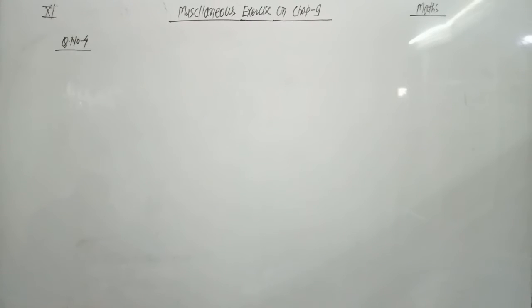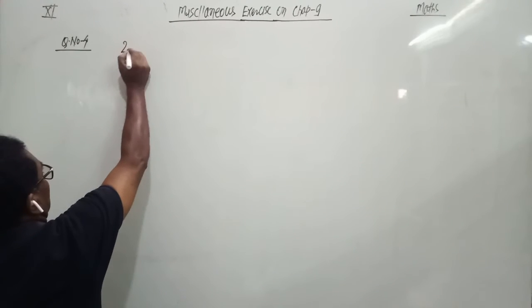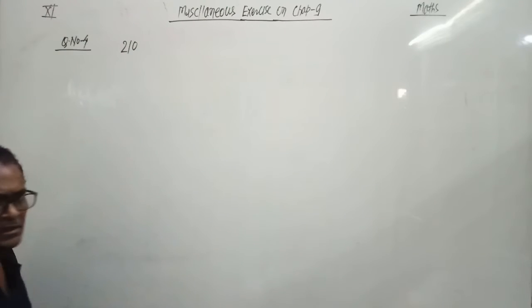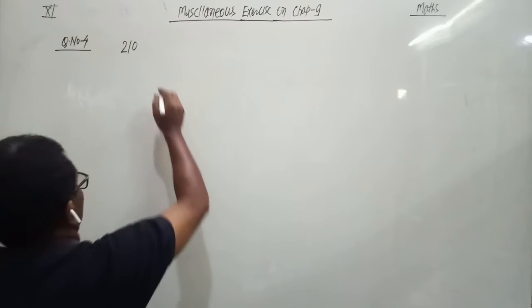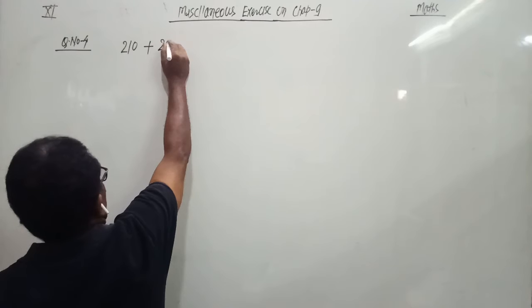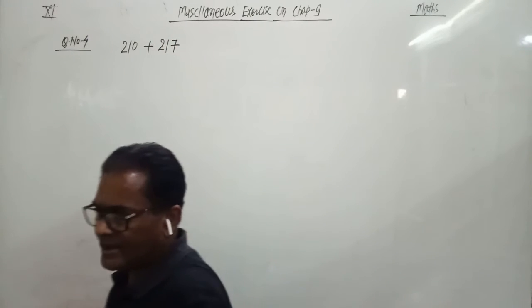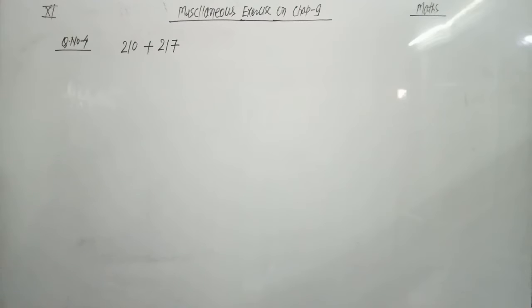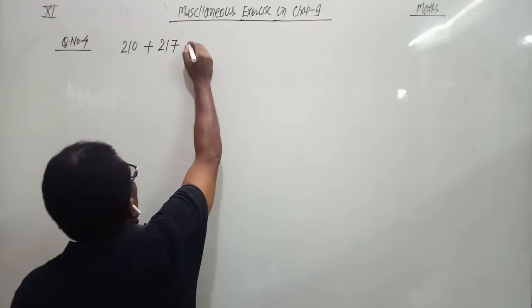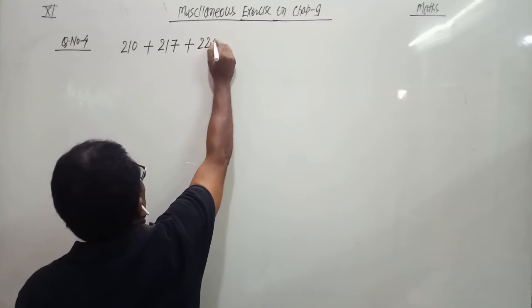So the first number between 200 and 400 which is divisible by 7 is 210. 210 is divisible by 7. Then another number which is divisible by 7, that is 217. 217 is also divisible by 7. Then the third number we get is 224, which is also divisible by 7.